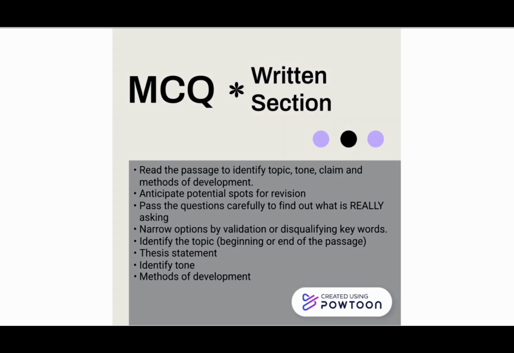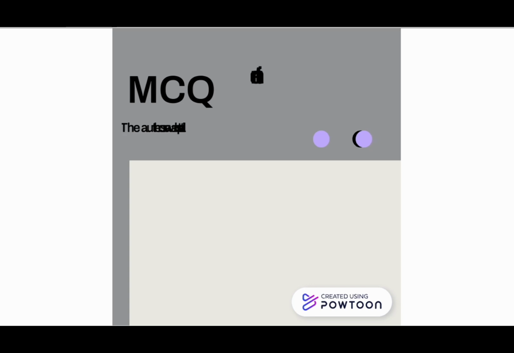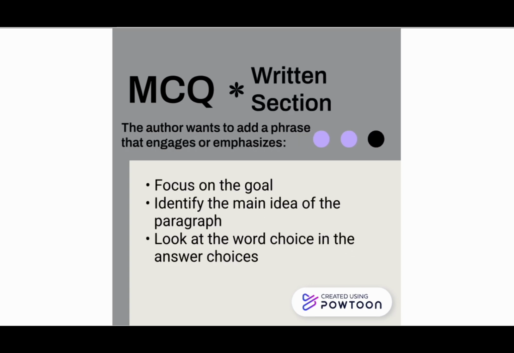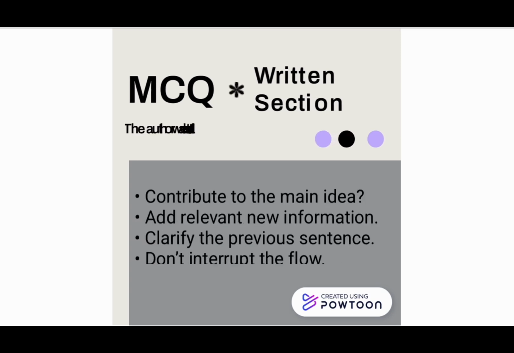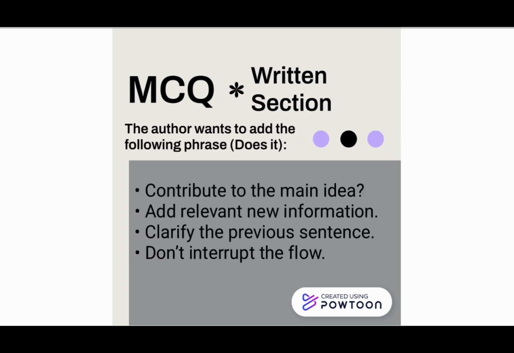If the author wants to add a phrase that engages or emphasizes, take into account to focus on the goal. Identify the main idea of the paragraph. Look at the word choice in the answer choices. If the author wants to add the following phrase, does it contribute to the main idea, add relevant new information, clarify the previous sentence, don't interrupt the flow.